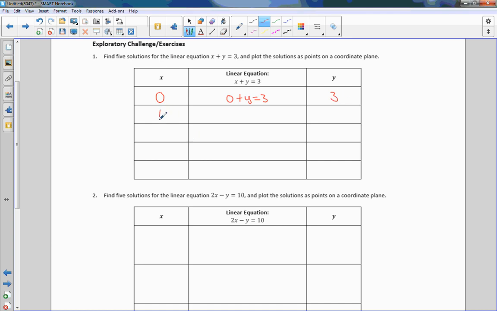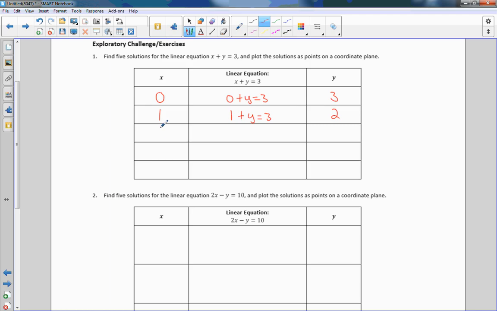Okay, so now I'm going to choose 1. So now I know my x is 1. 1 plus some number equals 3. And 1 plus 2 equals 3, so that's going to be 2. So now I have a pattern. This is increasing by 1, this is decreasing by 1, and that is going to continue.